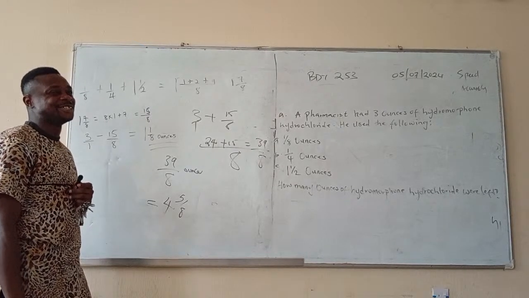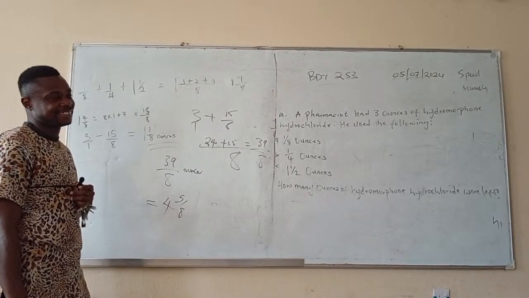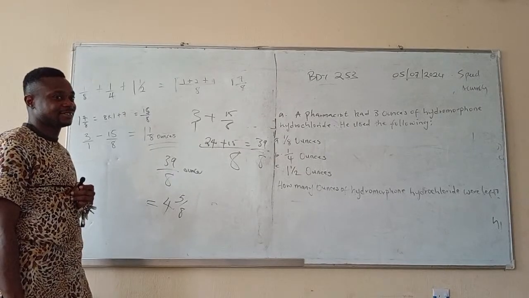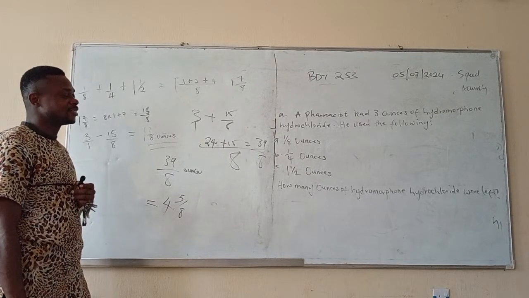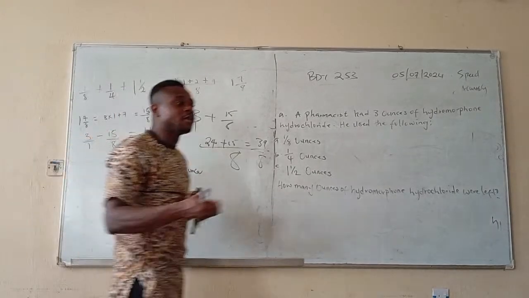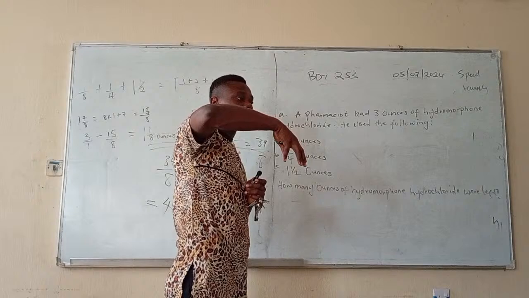Move it to a proper mixed fraction. 8 divided by 9 is 1, remainder 1, so 1 and 1 over 8. Is she correct? Then you put your unit, which is ounces. She's correct.